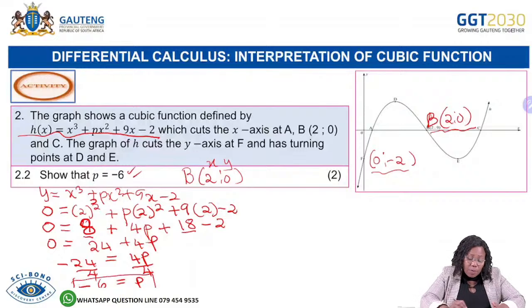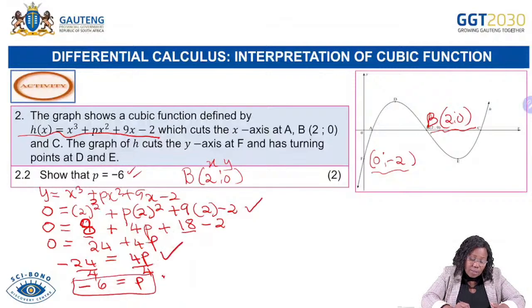So the first mark will be for substitution of 2 and 0. And then the final mark for proving that p is equal to minus 6. At least that is a level of simplifying there. Then you'll be having your 2 marks, grade 12.